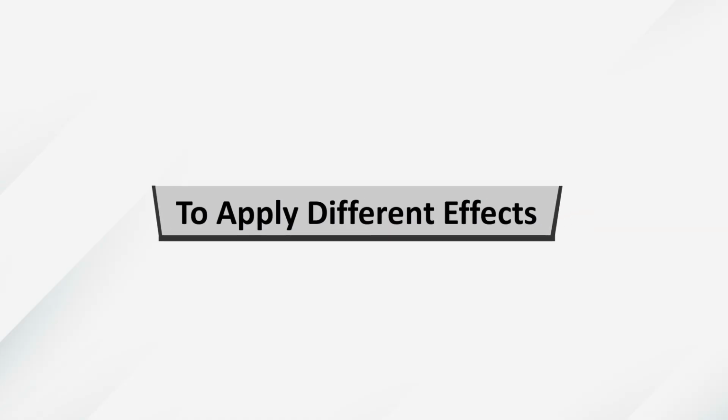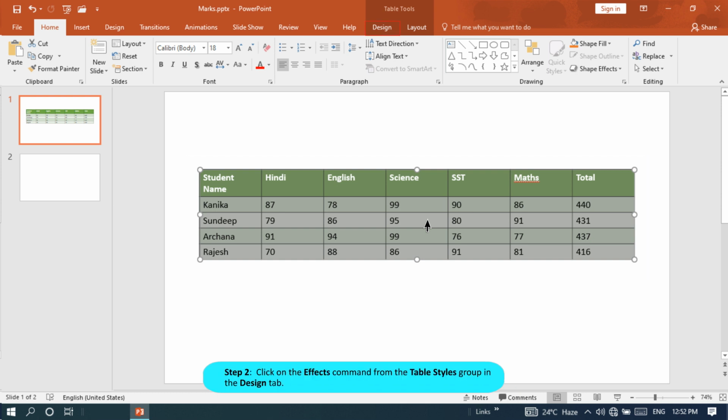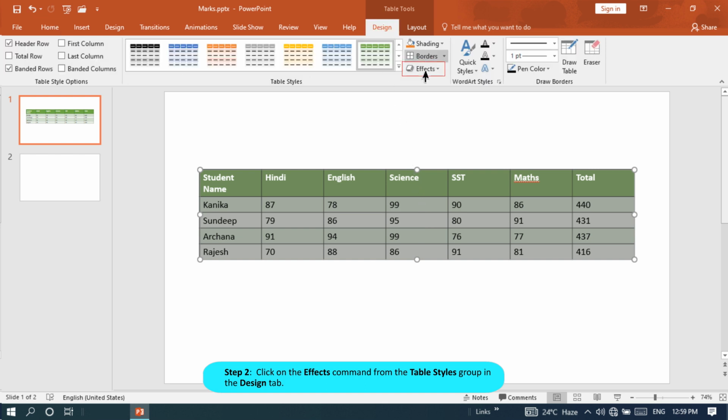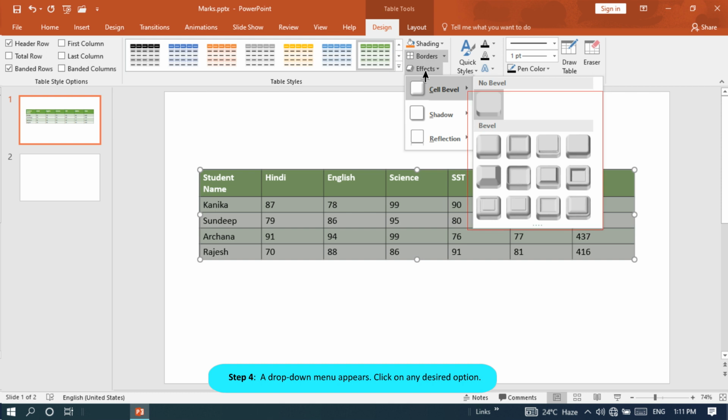To apply different effects. To apply different effects to the table, follow these steps. Step 1. Select the cells, rows, columns on which you want to apply the effect. Step 2. Click on the Effects command from the Table Styles group in the Design tab. Step 3. From the drop-down list, click on any option such as Cell Bevel, Shadow, or Reflection. Step 4. A drop-down menu appears. Click on any desired option.